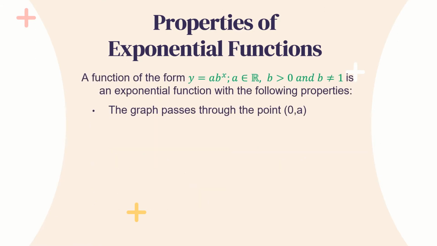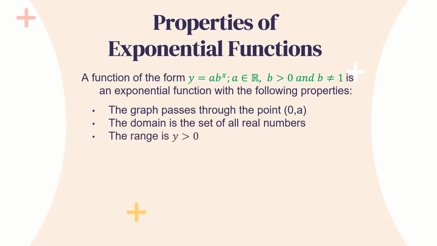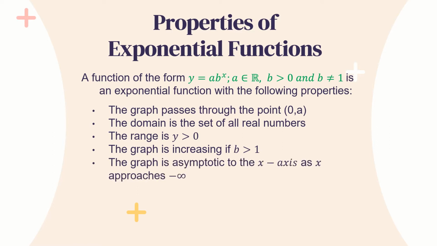So these two here, two sets. The only difference is that we now have it multiplied with a, such that a is an element of real numbers. And then the only difference is that it passes through 0 and a, compared to the other one that is 0 and 1. So again, they are the same as the graph is increasing if b is greater than 1, and then it approaches negative infinity.